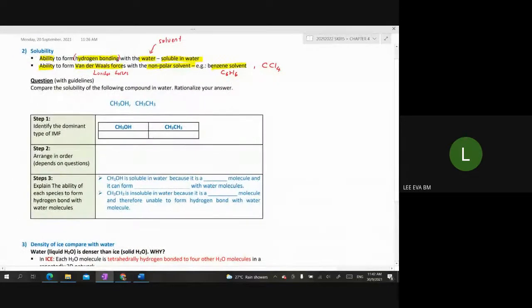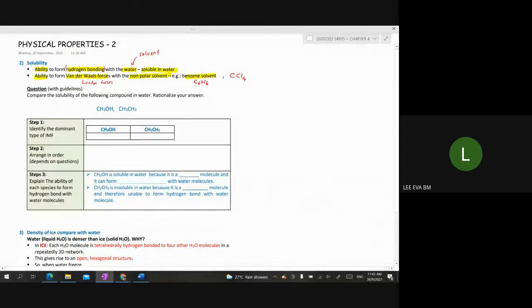Right, questions with guideline. Compare your solubility of the following compounds in water. Kalau nampak water, bonding apa yang kita nak? Hydrogen bond. Ya, kita nak tengok sama ada dia boleh form hydrogen bond ataupun tidak. Okay, so step 1, identify the dominant type of intermolecular forces. So CH3OH, what is the dominant type? Hydrogen bond. How about the other one? Hanya nampak C dengan H, dia adalah non-polar. Ya, so London Forces sahaja. So I use the short form HBLF.